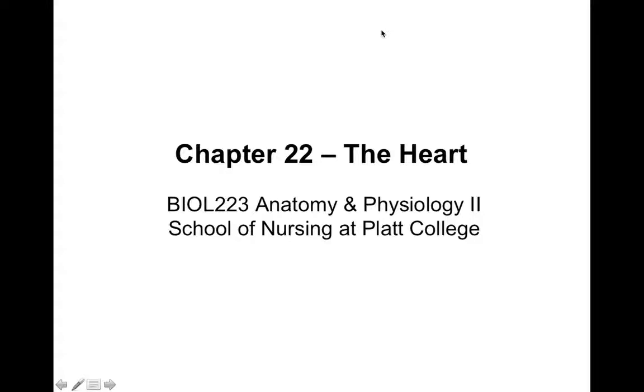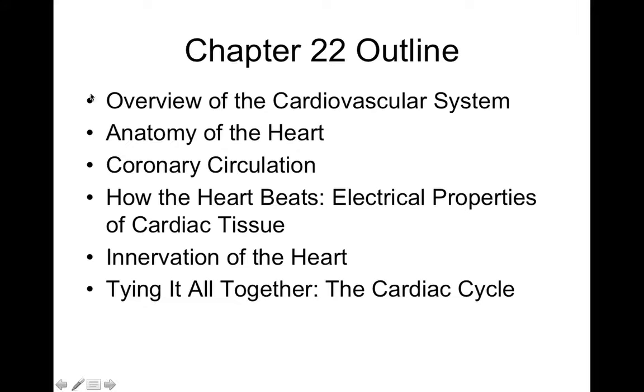To talk about the heart here. And in this chapter, we're going to talk about just an overview of the cardiovascular system. We'll talk about the anatomy of the heart, which we've gone over in lab, but we'll go back through it again here. We'll talk about coronary circulation, so blood vessels of the heart and how blood flows to the heart.